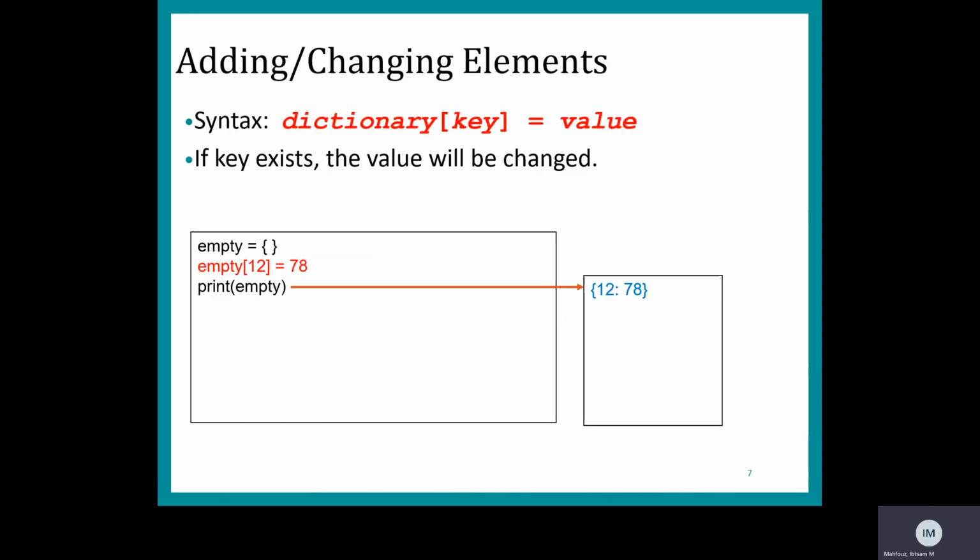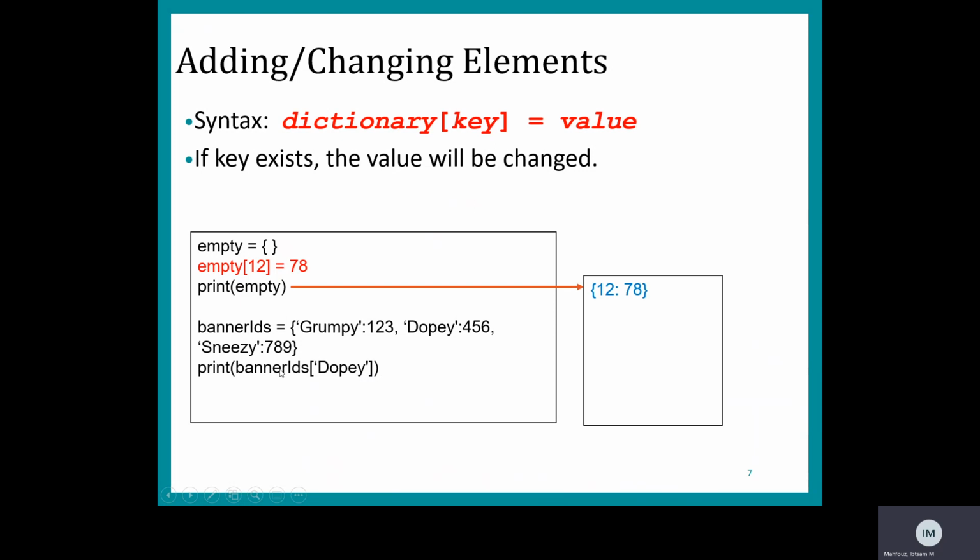Okay. We can change values or add values just by using the key notation. So I go here to this empty dictionary that I created, and I want to put a value in there. So I can just say empty of 12 equal to 78. What is this going to do? It's going to put the value 78 with key 12. So if I print the dictionary, I'm going to get that it contains 12 as a key and 78 as a value.